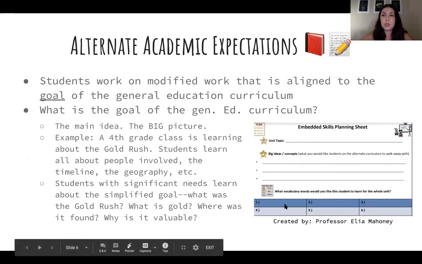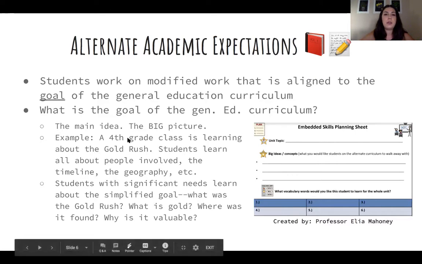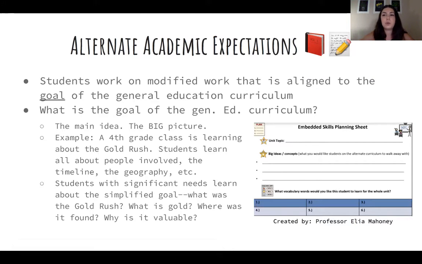So my second goal that I wanted to touch on is alternate academic expectations. And I think this is a really important one. I think this is probably the hardest part of integration that many people have a hard time understanding or wrapping their head around, teachers and paras included. And the fact is, when we integrate our students with significant needs, they are going to have these alternate expectations. We are not expecting them to do the same thing as their general education peers.